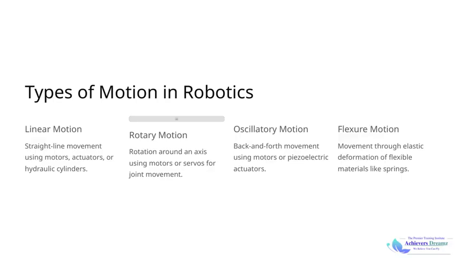Finally, there's flexure motion, which is quite interesting. It involves movement through the elastic deformation of flexible materials, like springs or flexible beams. This allows for smooth, precise adjustments without traditional joints, and it's particularly useful in delicate or high-precision tasks. Understanding these different motion types helps us grasp how robots can perform a wide range of tasks efficiently and reliably, which ties directly into designing versatile and effective robotic systems.